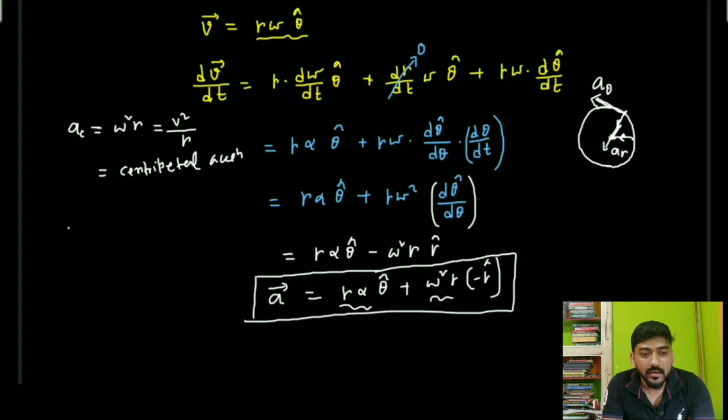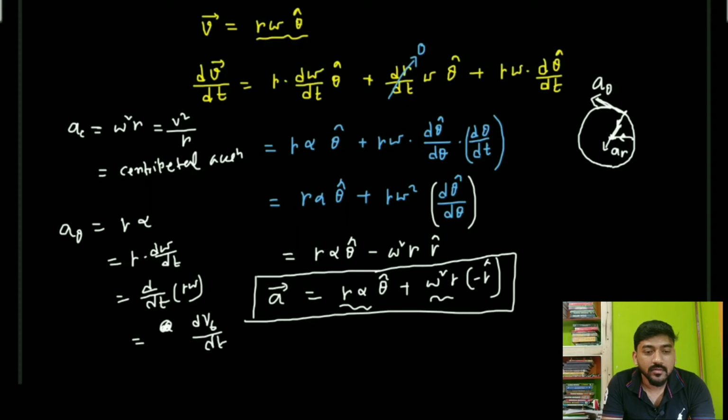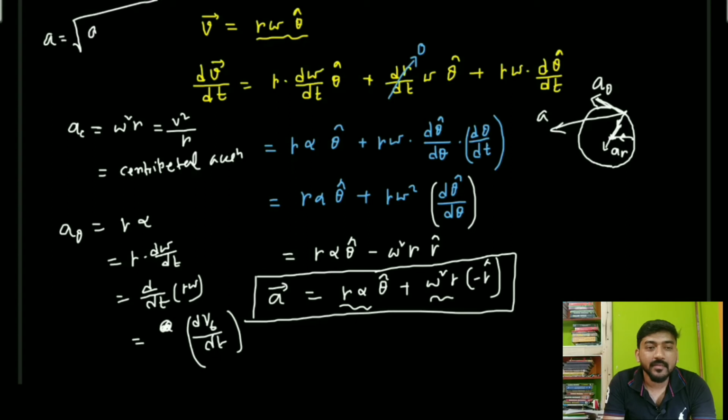And now a theta, that is the tangential acceleration, is again r alpha, and you can also write it as r into d omega by dt. This is obviously d by dt of r omega, and this r omega is vt, the tangential velocity, so it will be dvt upon dt. This is a theta, and the net acceleration along this direction will be A, equal to root of ar square plus a theta square.